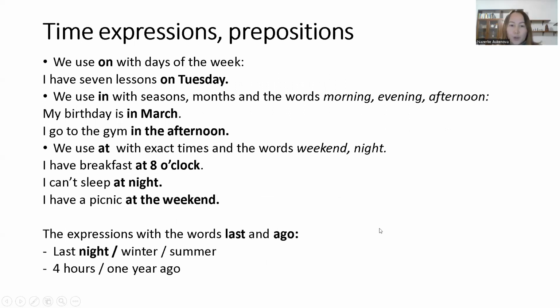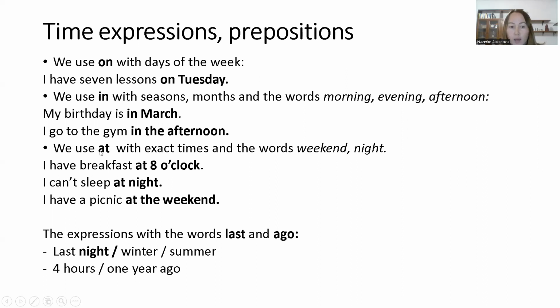Let me explain about the time expressions. Time expressions are very important, prepositions as well. We use on with days of the week. For example, we say on Monday, on Wednesday. I have lessons on Tuesday, for example, yeah? And we use the preposition in with seasons, months, and the words morning, evening, afternoon. My birthday is in March. March is a month. Yes. I go to the gym in the afternoon. So the parts of the day. We use the preposition in with seasons, months, and the parts of the day.